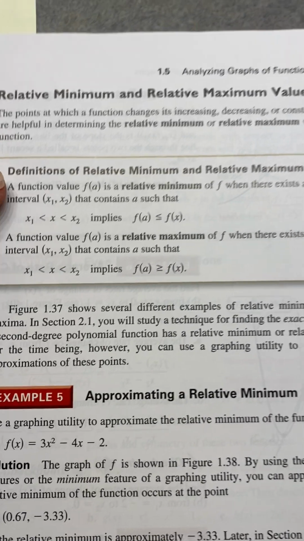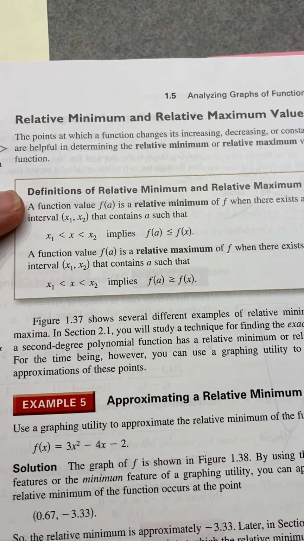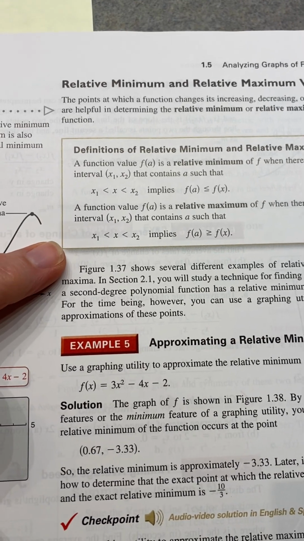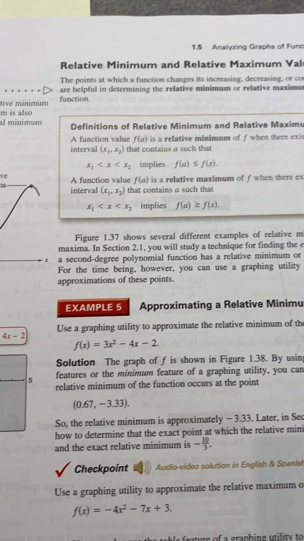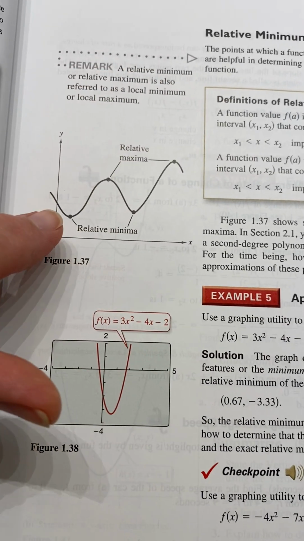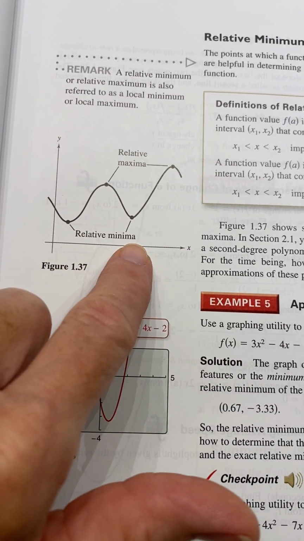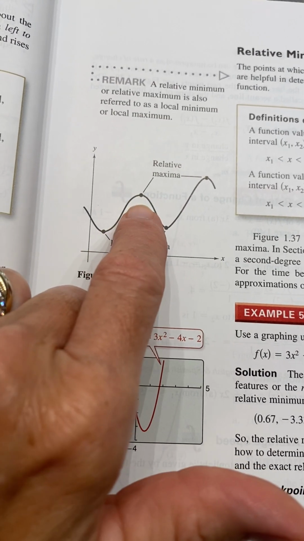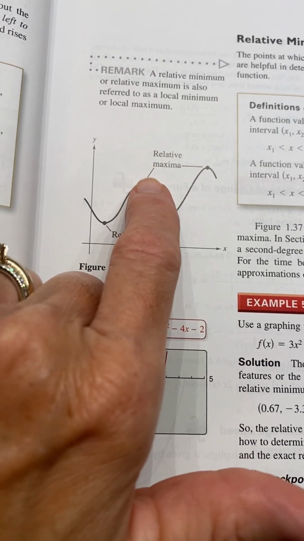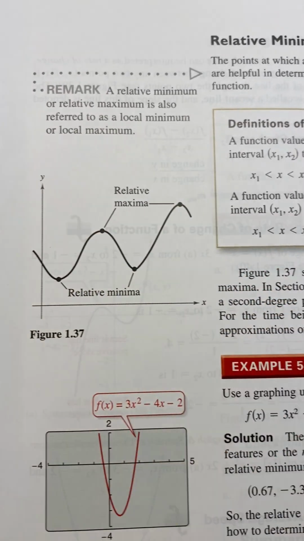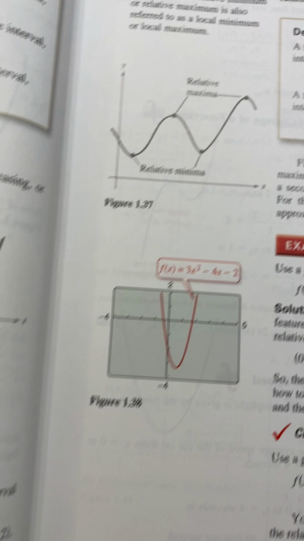Okay, so here are some definitions of relative min and max. This might be harder to understand, but if you have a nice roller coaster function, all the lows are relative minima. That's plural for minimum. And all of the highs are relative maxima. So you can have many of these points as you go along.